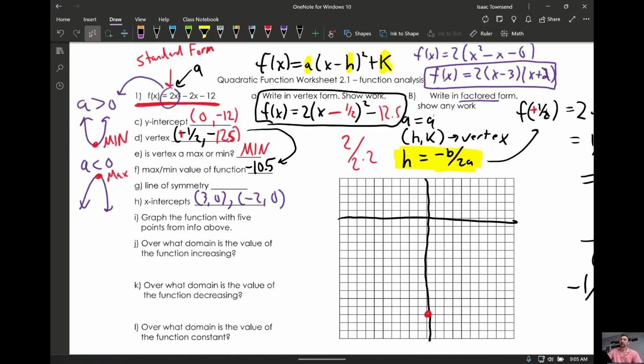Okay, but we've got the y-intercept plotted. We could also plot this vertex. So when x is 1/2, it goes down to negative 12.5. We also have these x-intercepts we could throw on there: 2, 3, and negative 2.